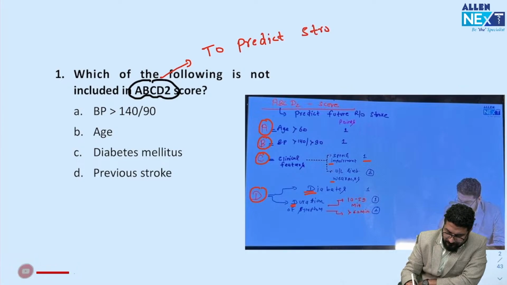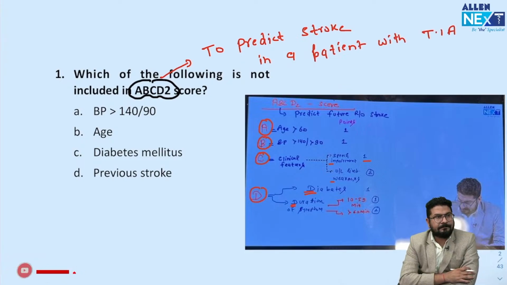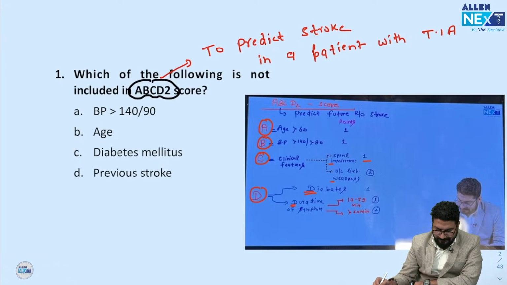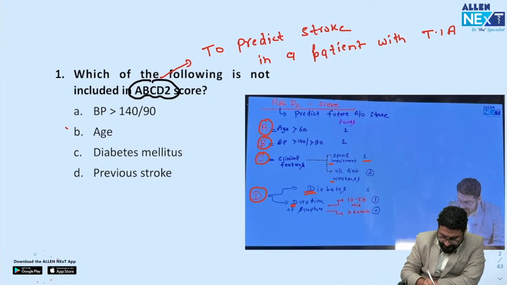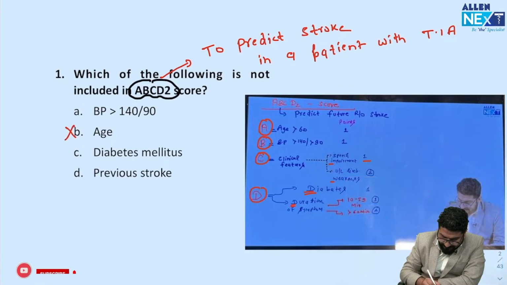So this score is used to predict stroke in a patient with TIA. TIA means transient ischemic attack. In this you can see A for age, B for BP. So age is a feature, yes. BP is a feature, yes. We give 1 point for BP also. Diabetes and duration of symptoms.